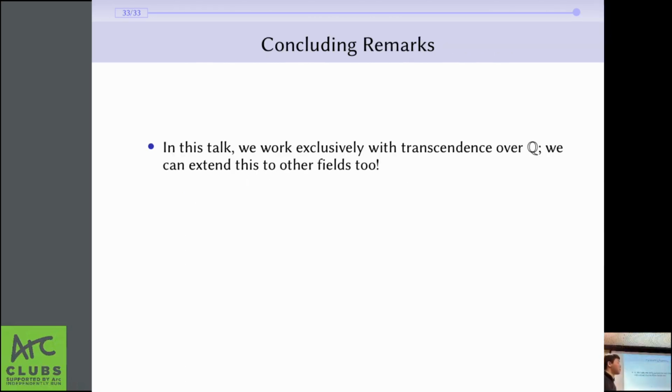All right, and then to conclude today's talk, we talked a little bit about transcendence, but this was really looking at transcendence over the rational numbers. We can also talk about transcendental numbers over other fields as well. And it turns out that if we extend Q to be the real numbers, then pi and e are indeed not actually transcendental.